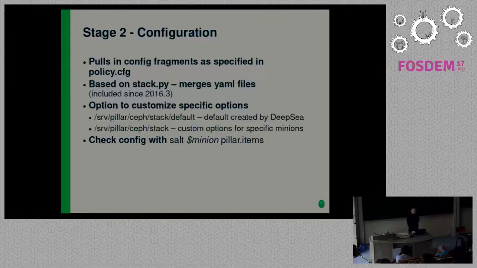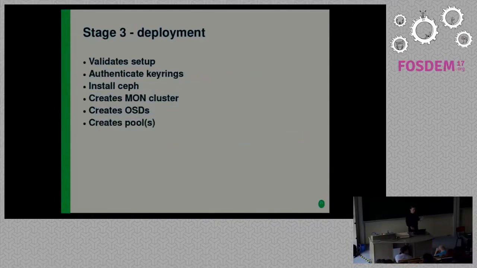You just have to look at it. It's fairly obvious. And you can check your config by just looking into the pillar. So you target a minion and do pillar.items, and it will list all those configuration key value pairs that you have. And you can just check that everything's as you want it. And then you're mostly done.